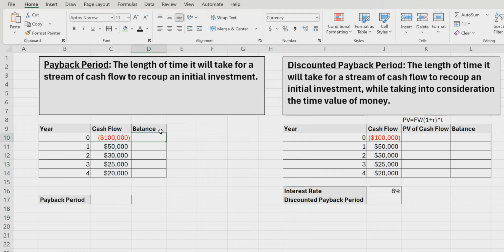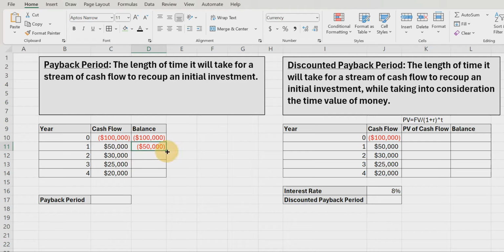We create a new column called the balance. So this is the running balance of cash flows. For the first cell in this column, we're just going to say it's equal to the negative 100,000. Now, in year 1, the balance is going to be equal to the cash flow in year 1 plus the current balance from the previous year. So once we hit enter, we'll see now our running balance is up to negative 50,000. So we're starting to get more positive.